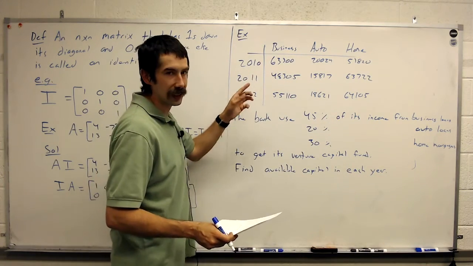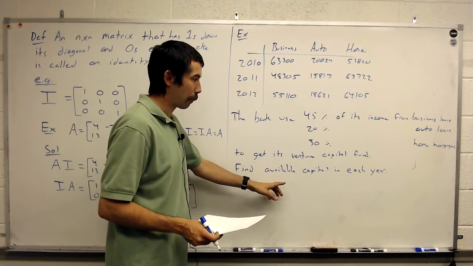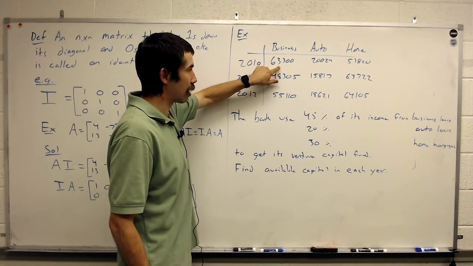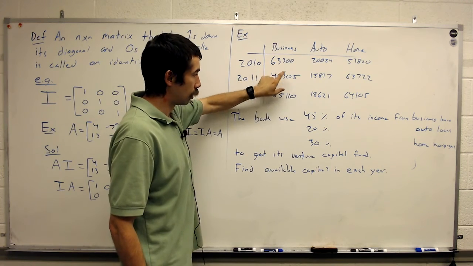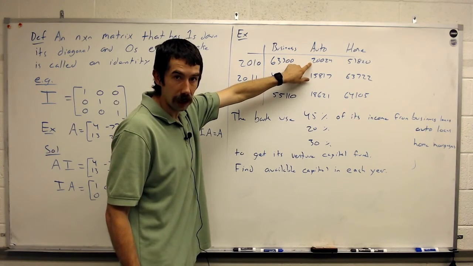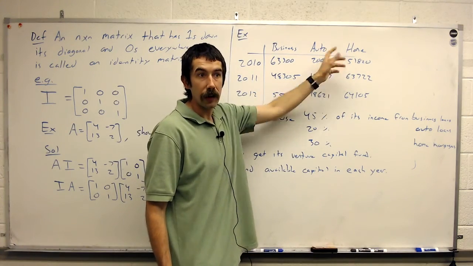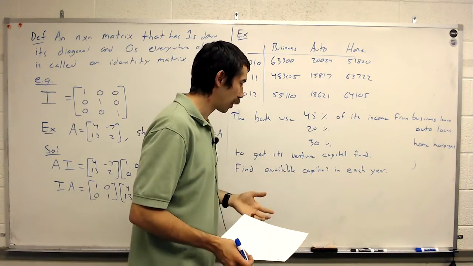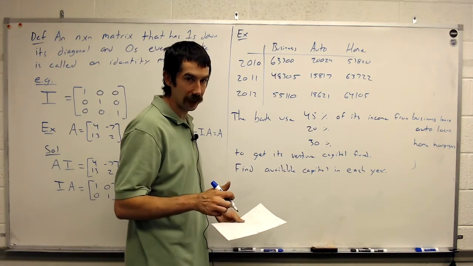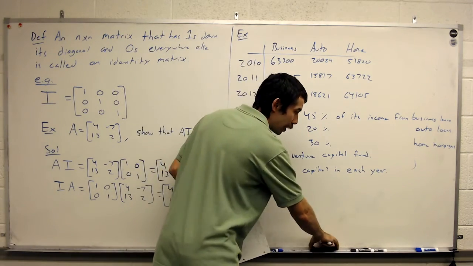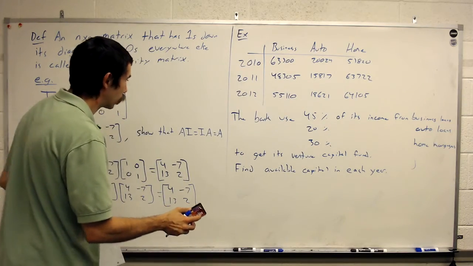All right, so for instance, the available capital in the year 2010 is 45% of 63,300 plus 20% of this number plus 30% of that number. Add all of those up, that's our available capital in the year 2010. And so we want to do that for 2010, 2011, and 2012. We could set this up as matrix multiplication.